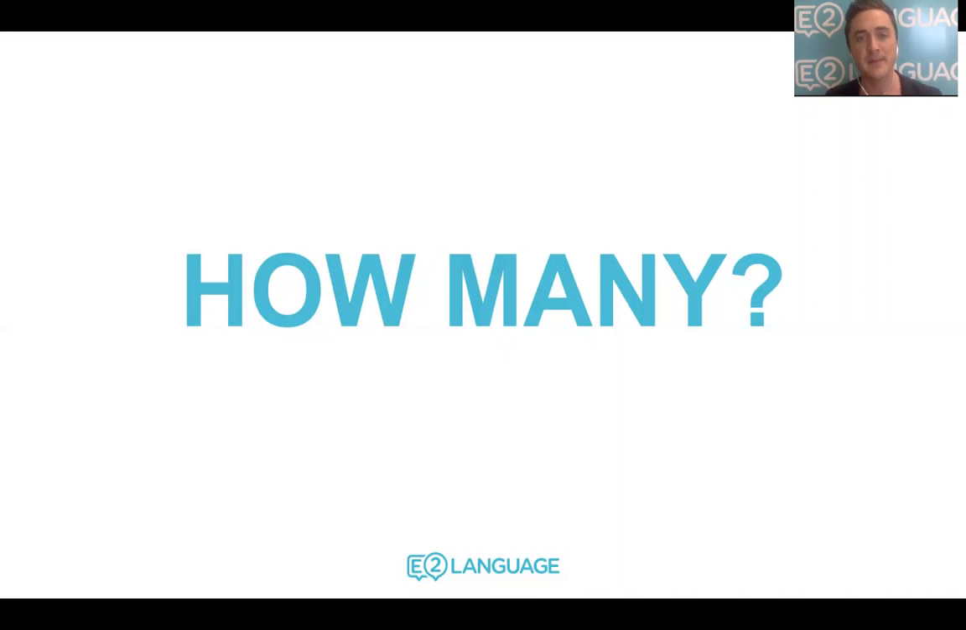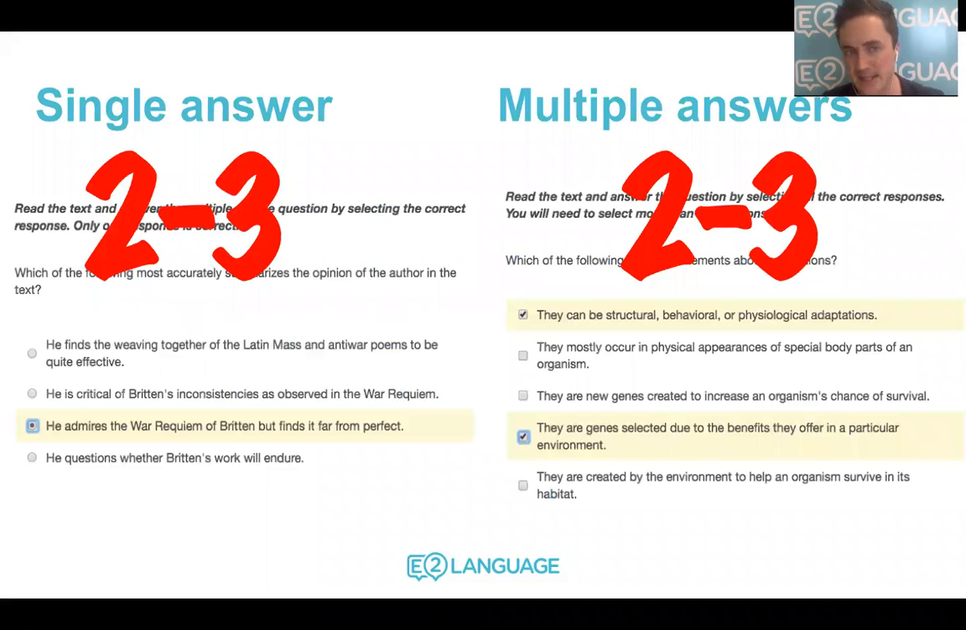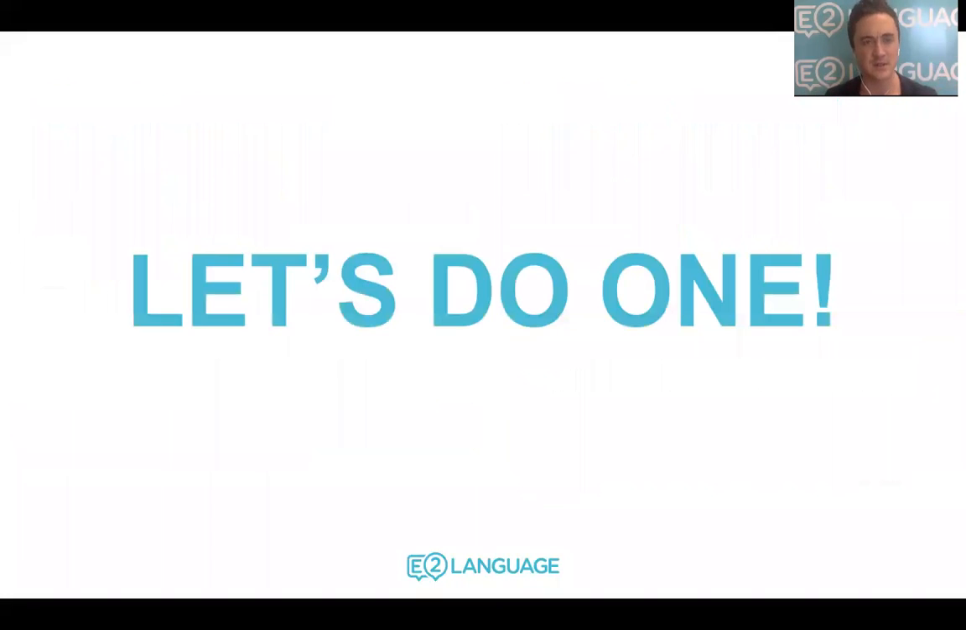Here we go. How many questions do you get? Single answer, you get 2 or 3. Multiple answers, you get 2 or 3 as well. Okay, so 4, 5 or 6 in total.